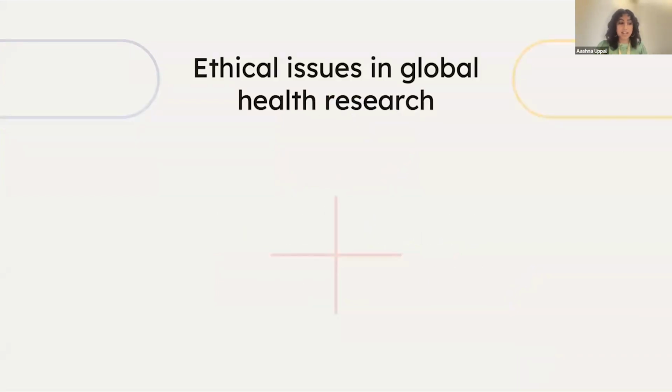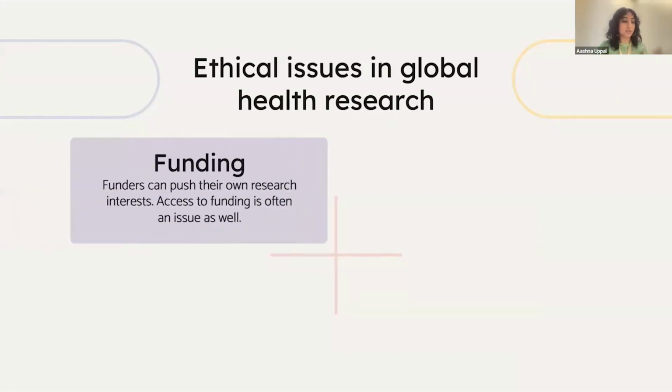While there are many ethical issues and implications that can be discussed, I've presented 4 broad categories here. The first of which is funding. Funding for global health research often comes from wealthy countries or independent organizations that try to push their own interests over what local health priorities actually are. Access to funding may also be a barrier for researchers in LMICs.